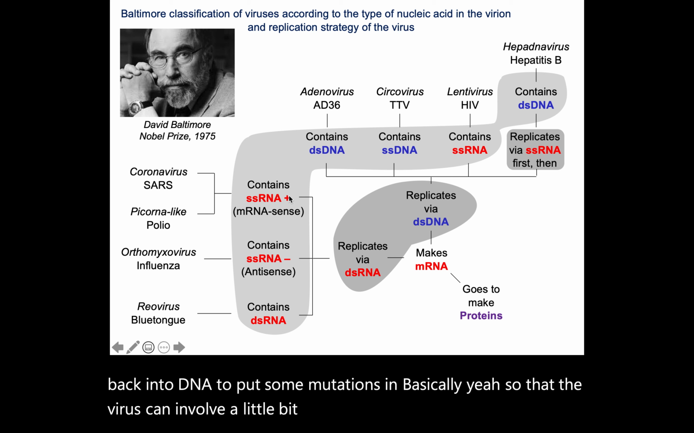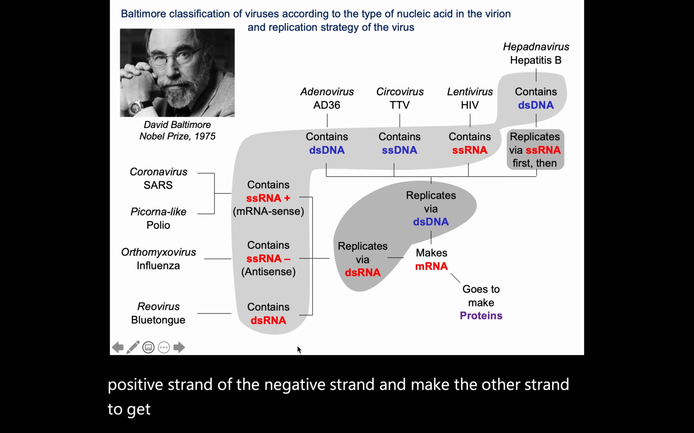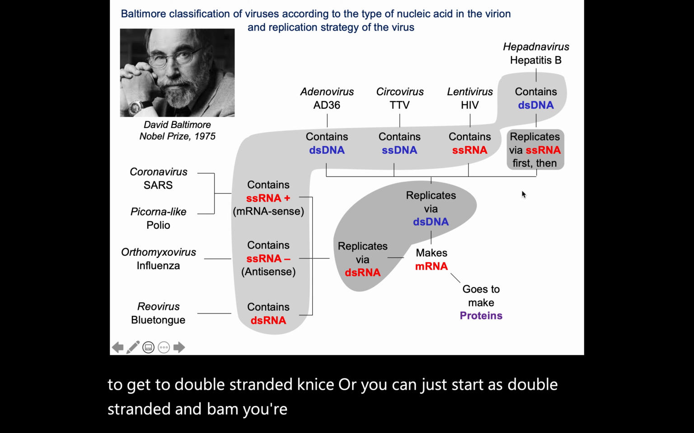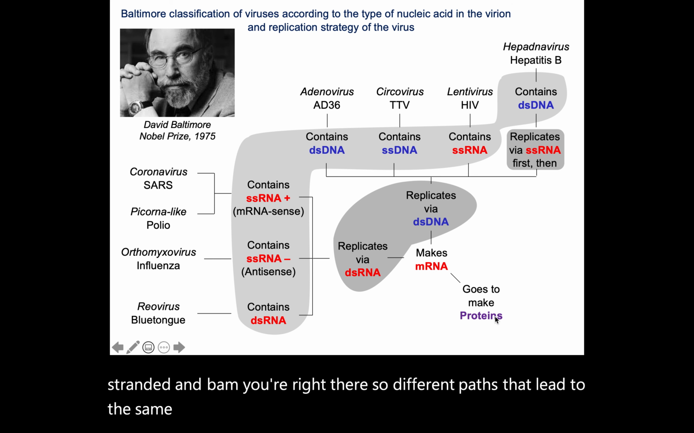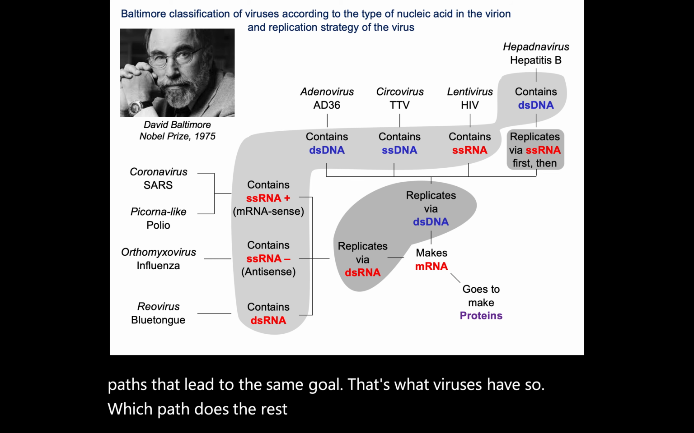Or you can start with either the positive strand or the negative strand and make the other strand to get to double-strandedness, or you can just start as double-stranded and then bam, you're right there. So different paths that lead to the same goal. That's what viruses have. So which path does the rest of life take? I'll give you a minute.